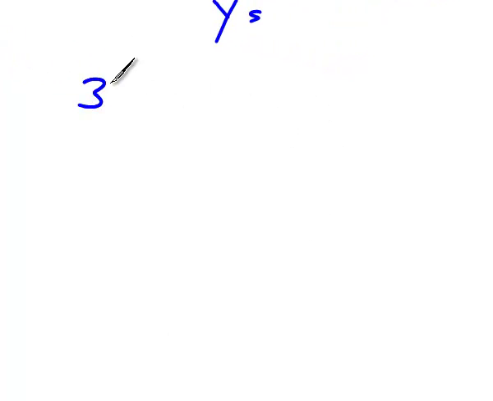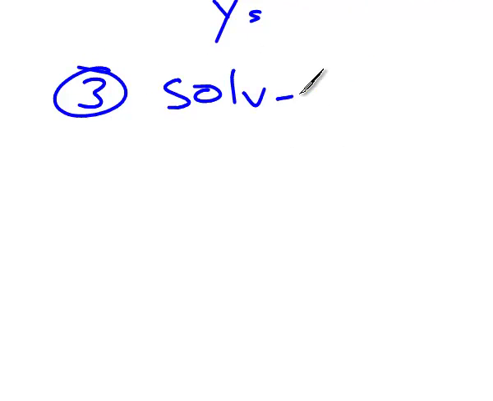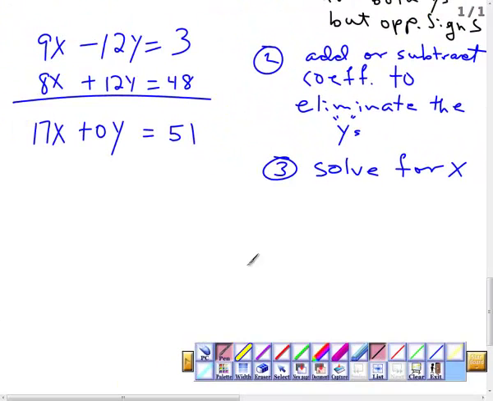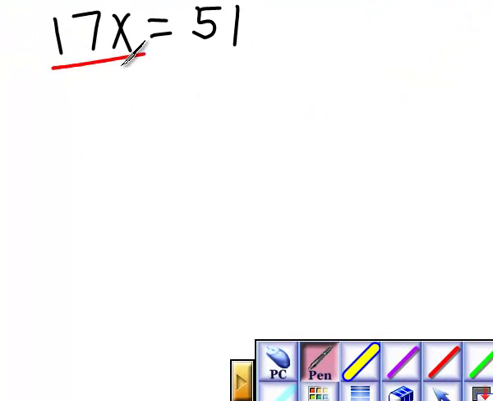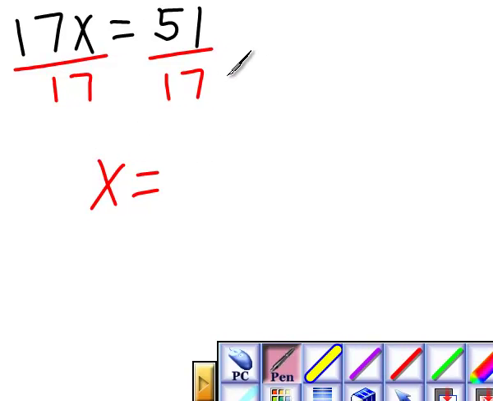Okay, now step 3, we're going to solve for x. So we couldn't solve for anything before because we had two variables, and we can't solve using two variables. But now we've eliminated the y's, so now we can solve for x. So we divide both sides by 17, and we get x equals what? Sydney? 3, right.